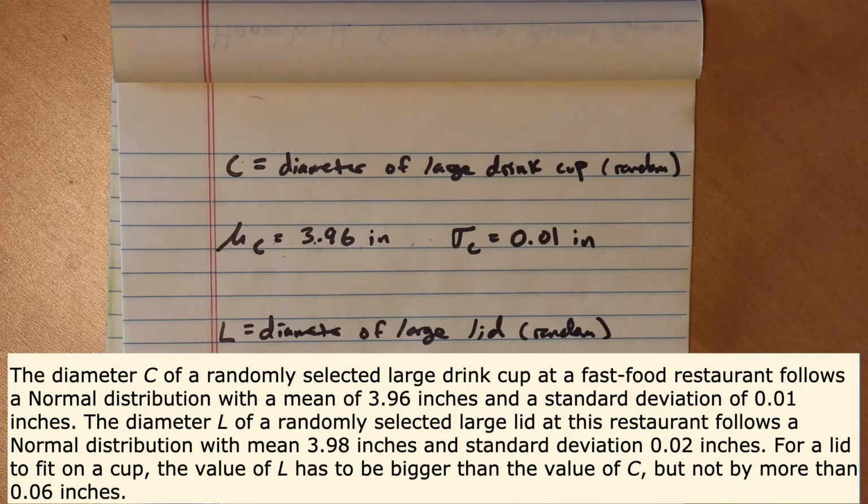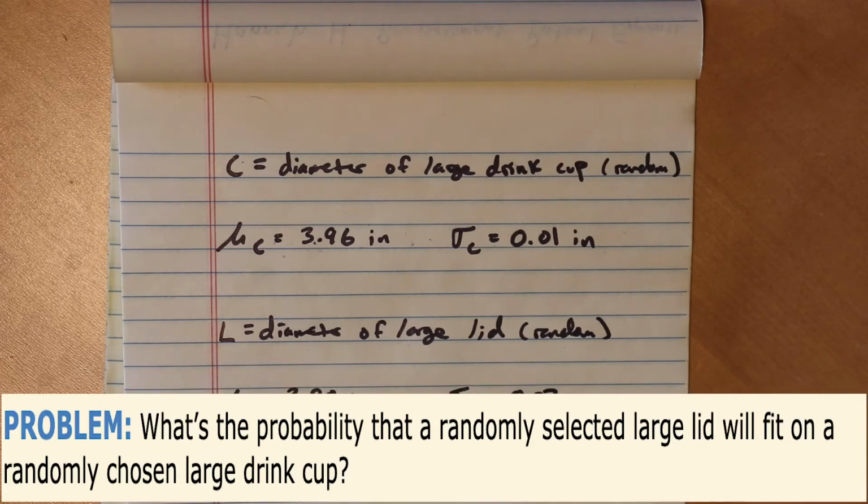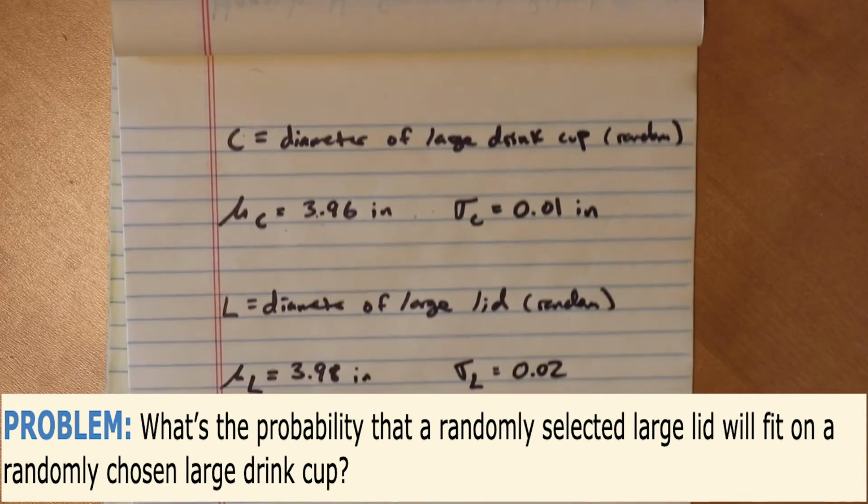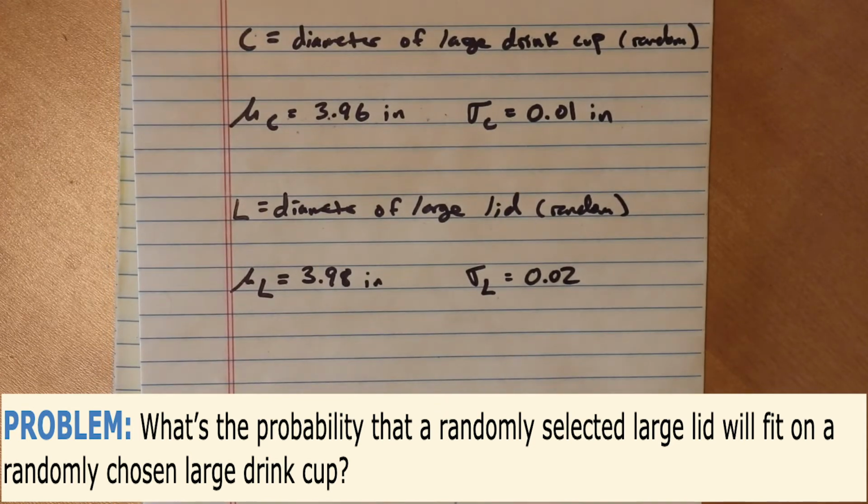For a lid to fit on a cup, the value of L has to be bigger than the value of C, but not by more than 0.06 inches. So what is the probability that a randomly selected large lid will fit on a randomly chosen large drink cup? We want to make sure that the difference of these two random variables isn't too big or too small so that they match on each other.